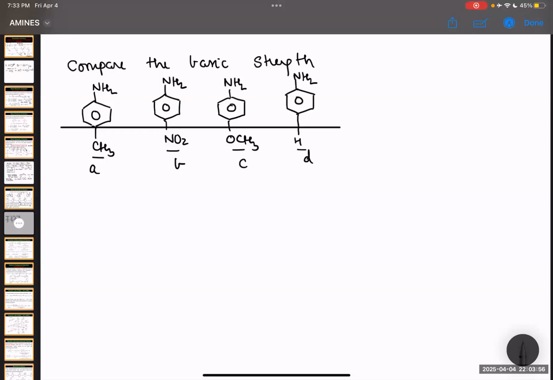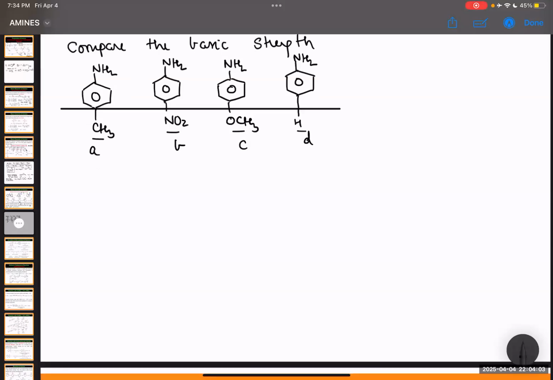And now we need to check whether this group is increasing the electron density or decreasing the electron density. Out of all the four groups, you have D.